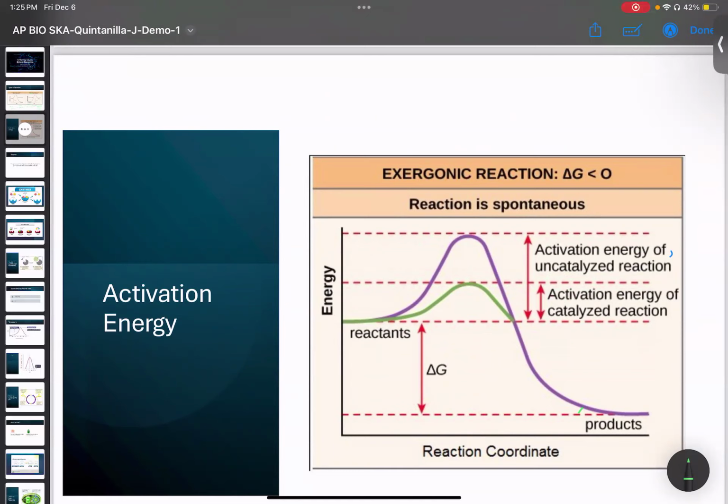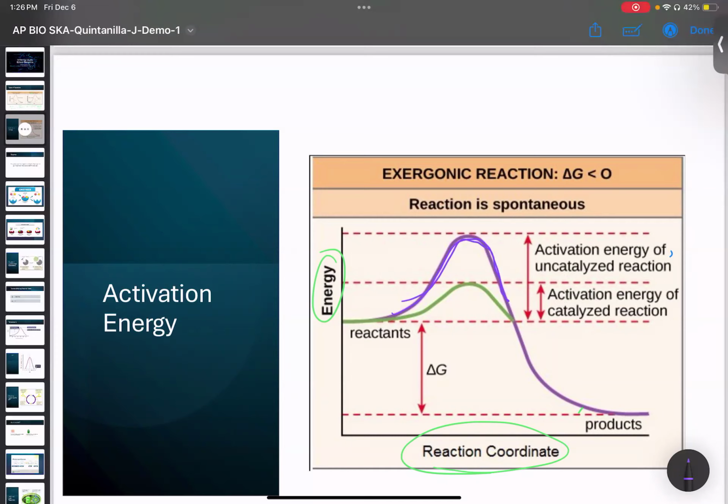On this graph, the y-axis denotes energy, and the reaction coordinate represents the progress of the reaction moving forward. In the purple curve, you'll see a curve that represents the amount of energy necessary to overcome that energy barrier.